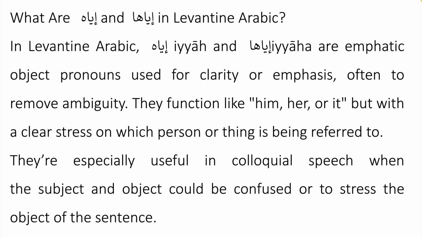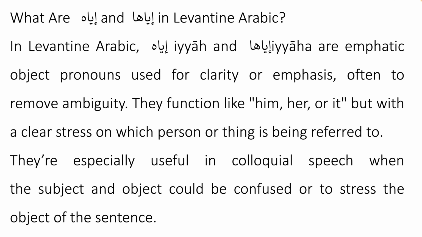Let's get to it. First of all, what are إياه and إياها in Levantine Arabic? As you see on the screen, in Levantine Arabic, إياه and إياها are emphatic object pronouns used for clarity or emphasis and are often used to remove ambiguity. They basically function like him, her, or it, but with more clear stress on which person or thing is being referred to.